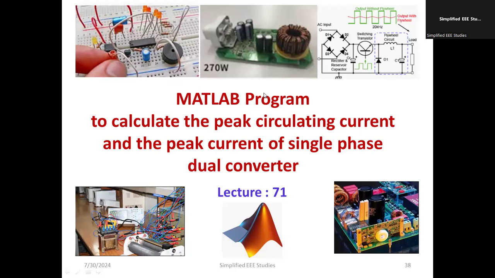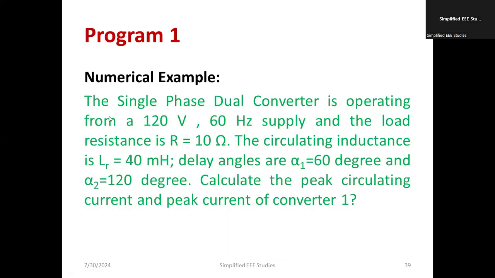In this session, I am going to do one program on computation of the peak circulating current and peak current of a single phase dual converter. In the previous session, I have discussed the operation of single phase dual converter. As you can see, there is one numerical example, so I am going to write the MATLAB code for this particular numerical example.